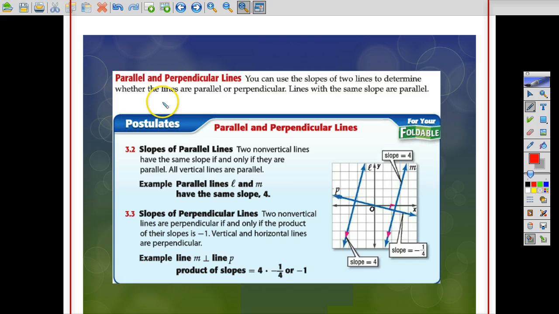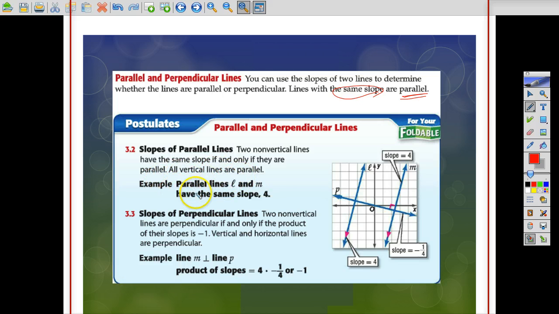Right. Parallel and perpendicular lines. You can use the slopes of two lines to determine whether the lines are parallel or perpendicular. Lines with the same slopes are parallel. So we learned this in algebra last year. It's another review. If you have two lines with the same slope, they're parallel. Okay. So slopes of parallel lines: two non-vertical lines have the same slope if and only if they are parallel. All vertical lines are parallel.